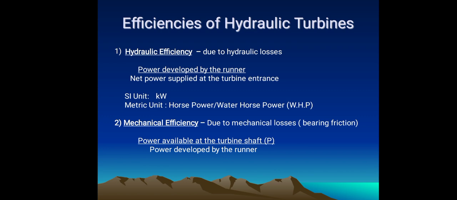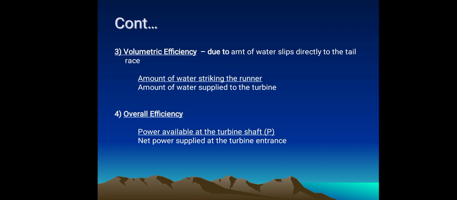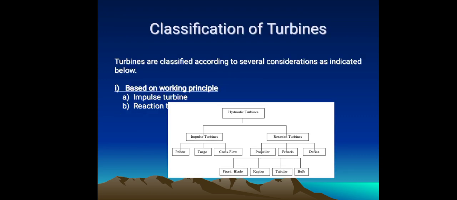Due to mechanical losses and bearing friction: mechanical efficiency is the power available at the turbine shaft divided by the power developed by the runner. Volumetric efficiency accounts for the amount of water that slips directly to the tail race: it is the amount of water striking the runner divided by the amount of water supplied to the turbine. Overall efficiency of the hydraulic power plant is the power available at the turbine shaft divided by the net power supplied at the turbine entrance.